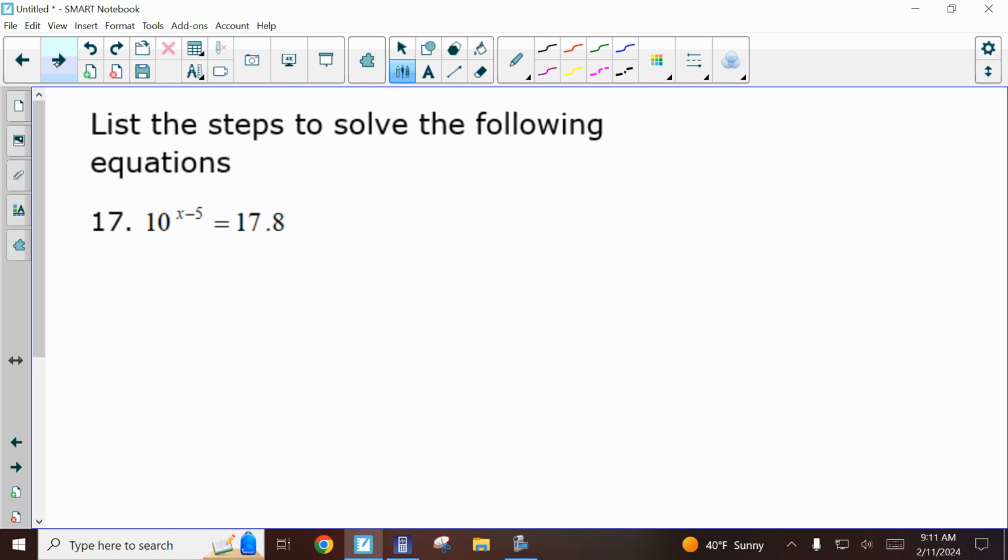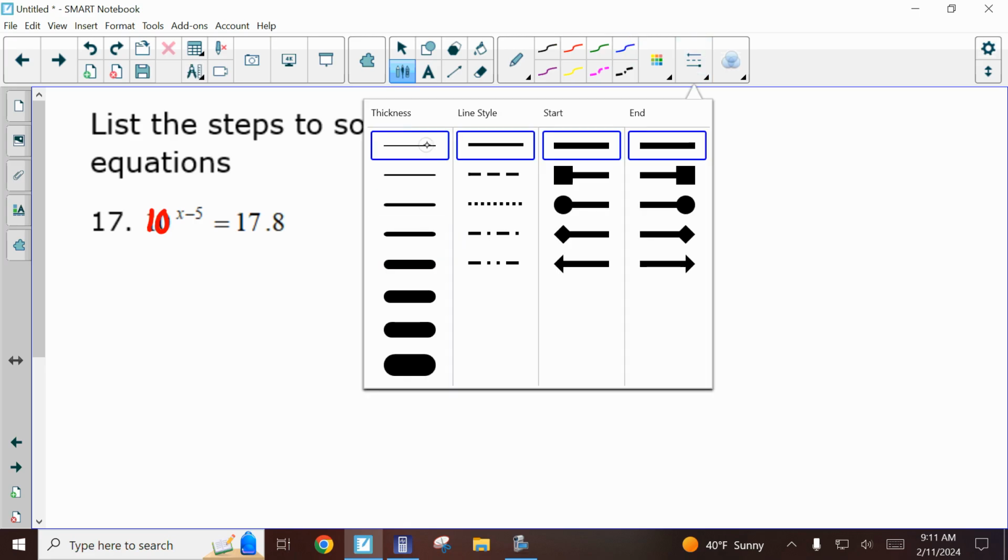Okay, so this one says list the steps. I'm going to list the steps, but I'm also going to solve it as I do it. So we can't change 17.8 into a 10. We can't change a 10 into anything. So the first step is going to be to convert. So the base has already been isolated. If there was any other numbers besides that 10 right there, I would get rid of those first, but there isn't, so the first step is going to be to convert.